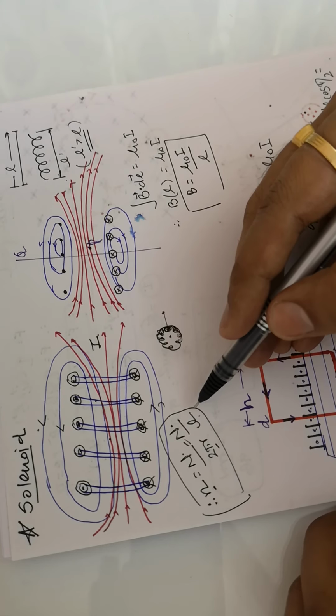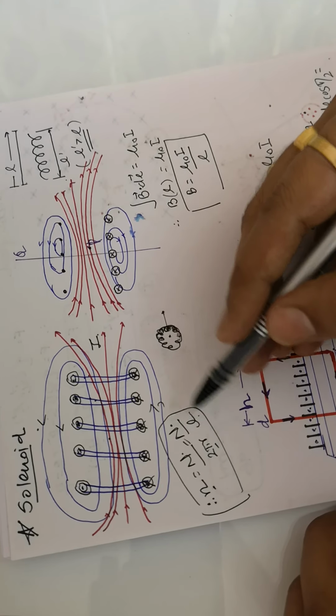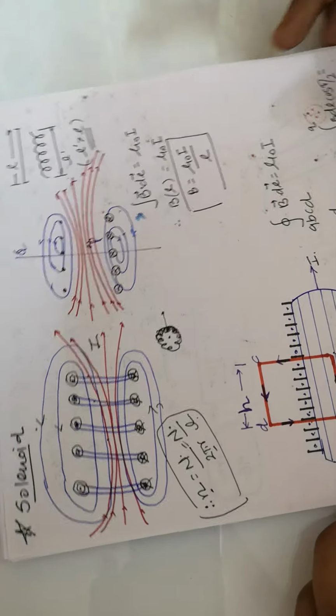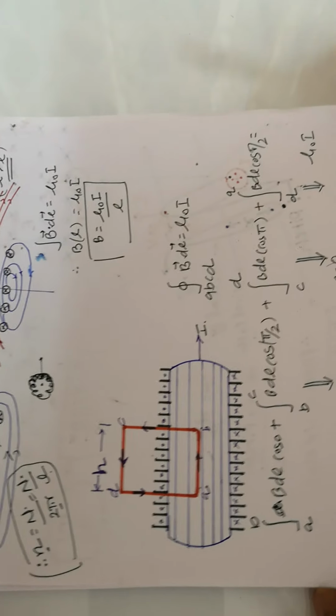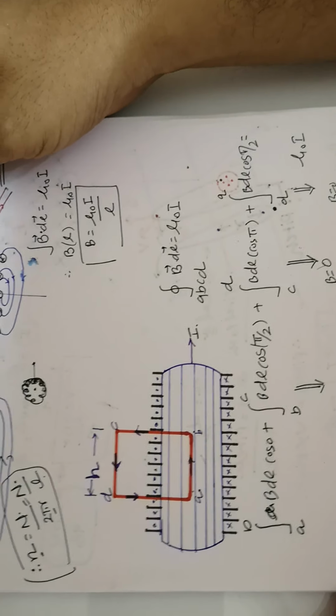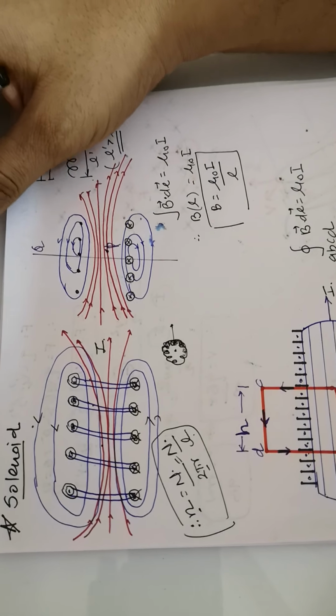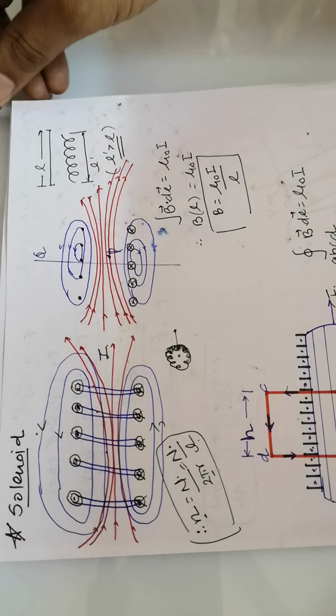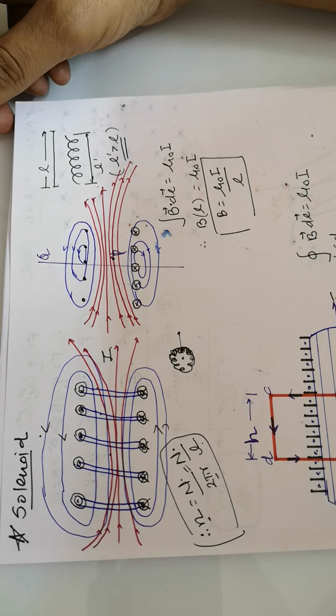So in the next clip we will discuss the toroid, and a toroid has the same type of nature, but it is a different geometrical shape, and some of its properties are different from the solenoid. So after learning the toroid, you will be capable enough to compare solenoid and toroid.